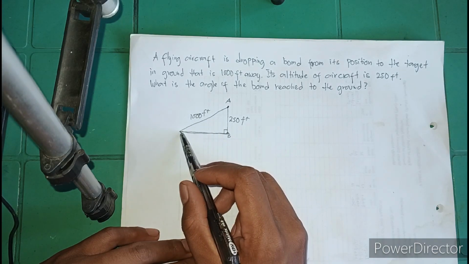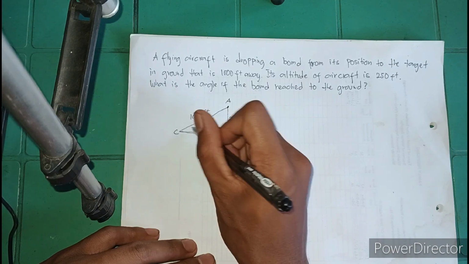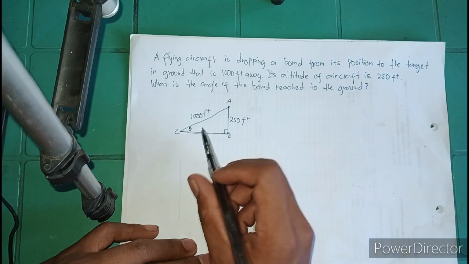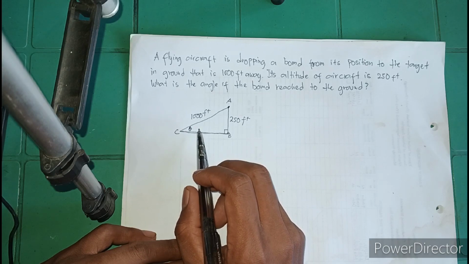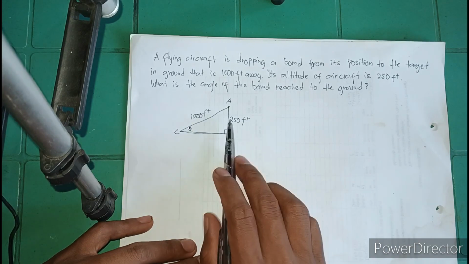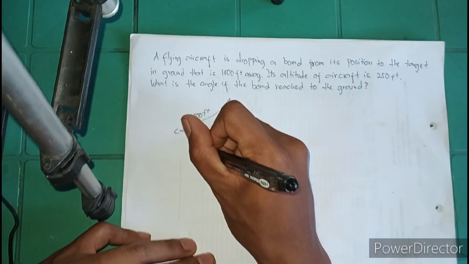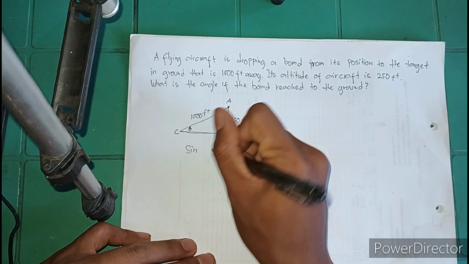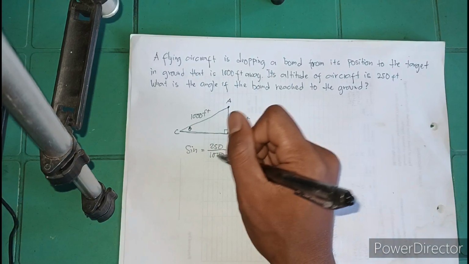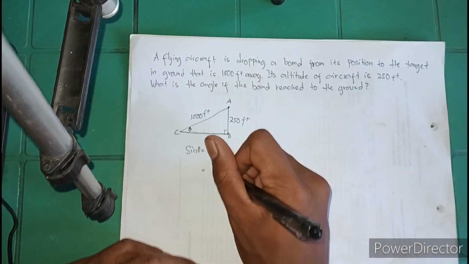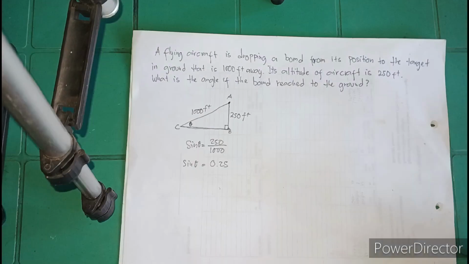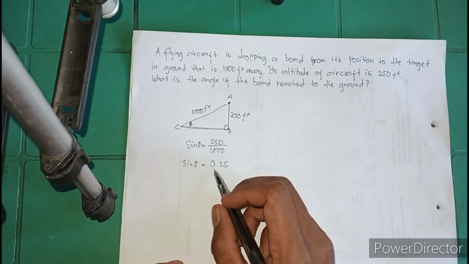So what will be the angle? We are now looking for the angle theta. Since we are given this information, according to SOHCAHTOA, sine is equal to opposite over hypotenuse. The opposite of this angle is 250. Sine theta is equal to the opposite 250 over 1,000, which is equal to 0.25. Now we are finding the angle.